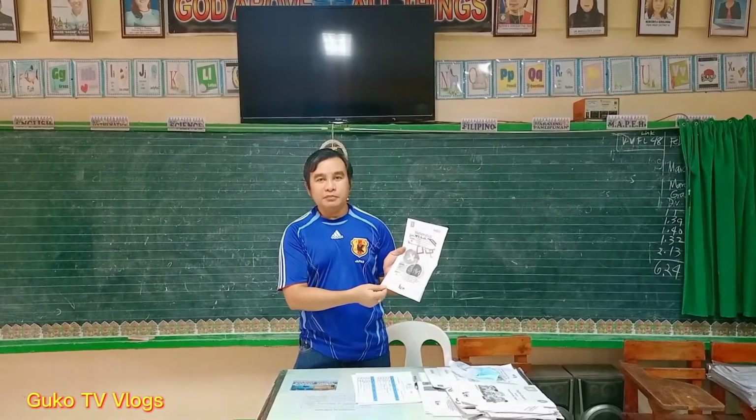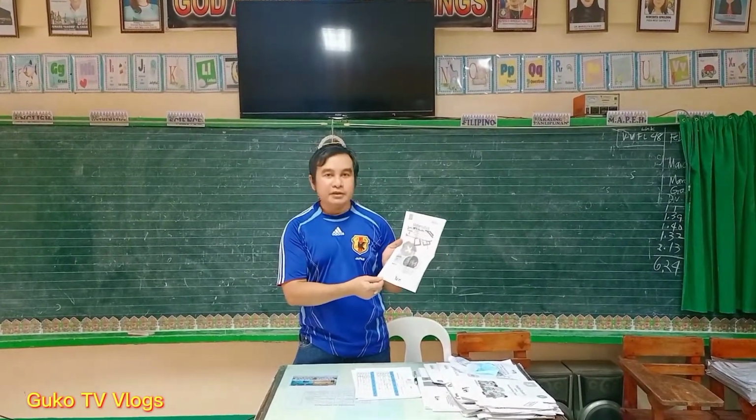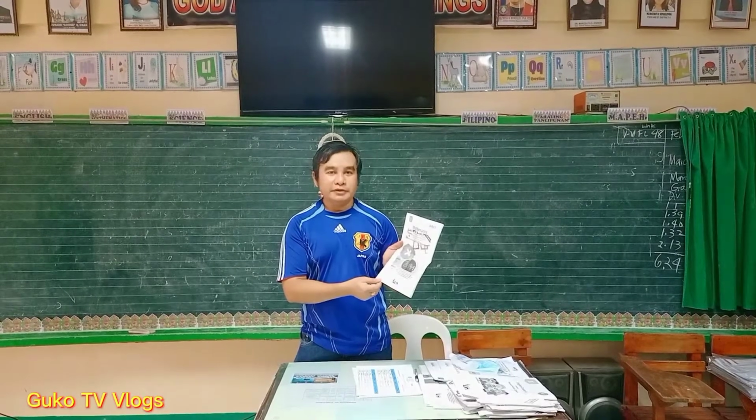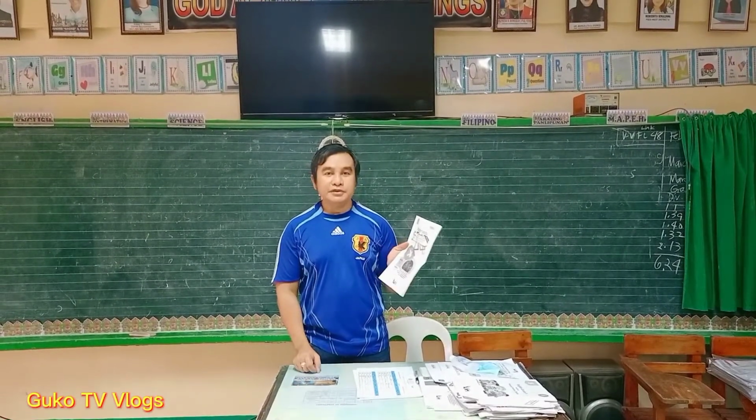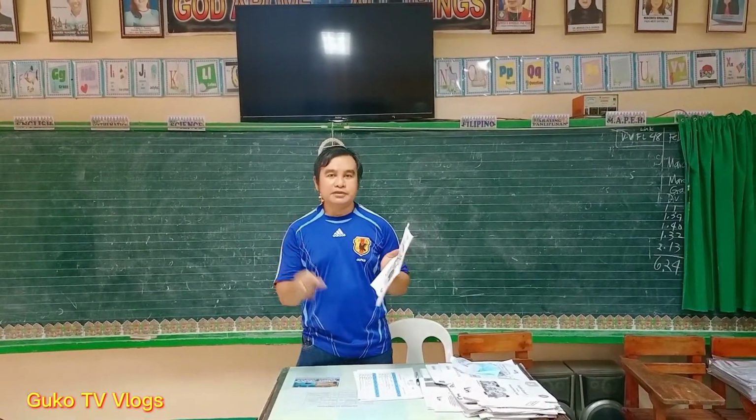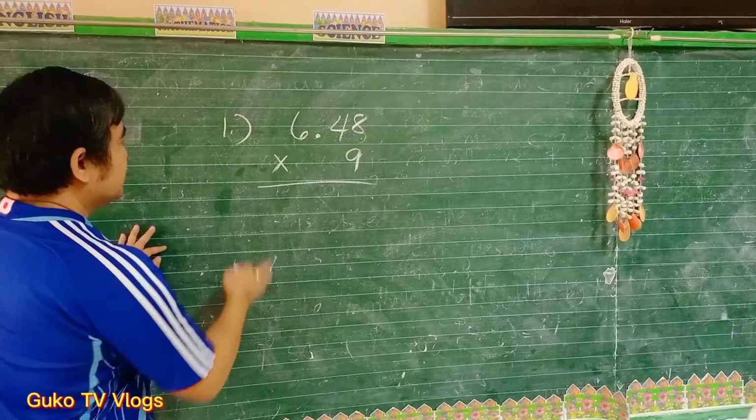So this morning, we're going to discuss Math Module 5, Lesson 4 of the second quarter. This is about multiplication of decimals up to 2 decimal places. Okay, example number 1.